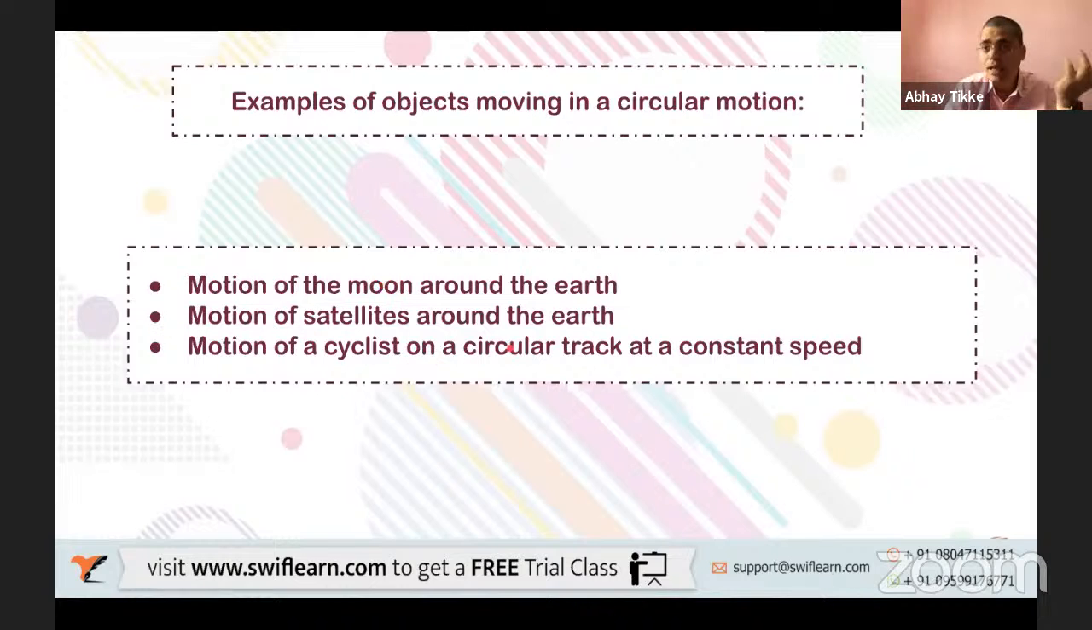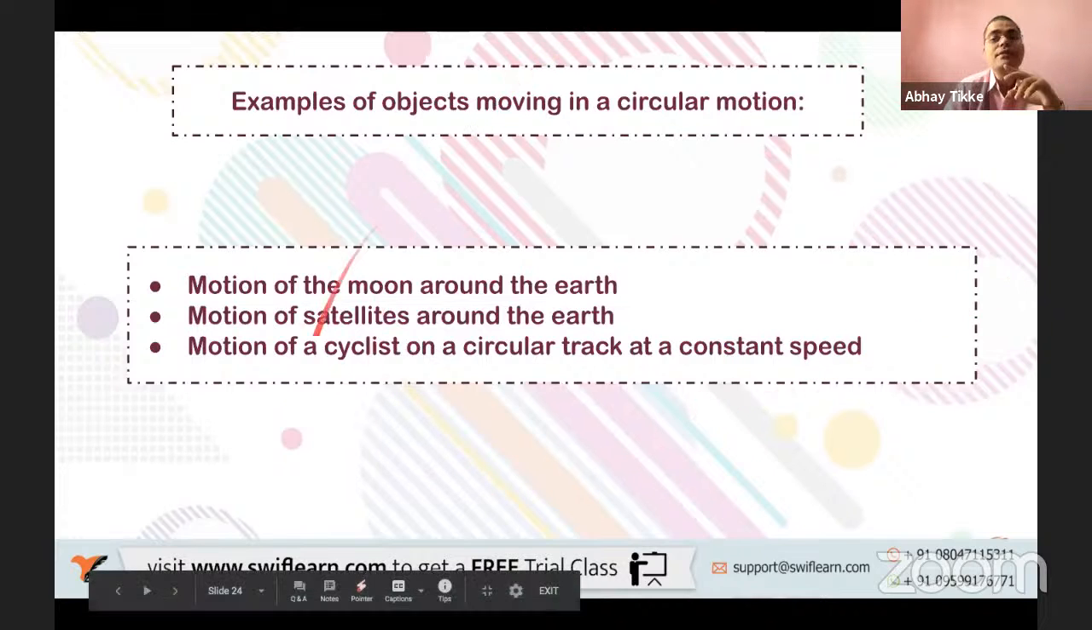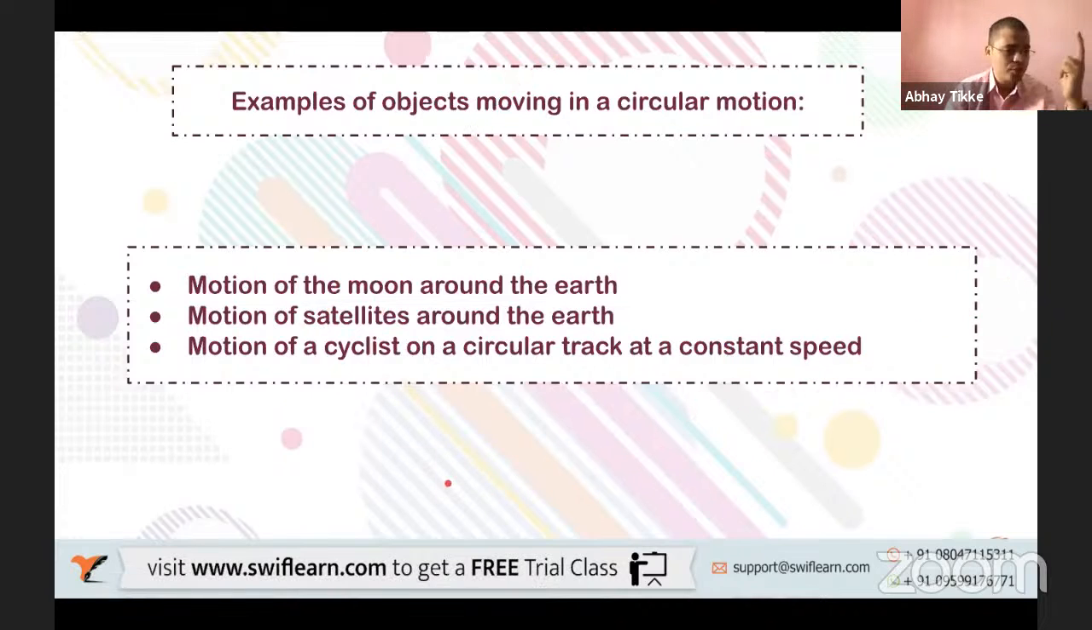The motion of satellites around the earth is another example. Satellites rotate around the earth in a circular orbit. There are two orbits, geosynchronous orbit and polar synchronous orbit, right? And we launch those satellites with the help of GSLV and PSLV, the Geosynchronous Satellite Launch Vehicle and the Polar Satellite Launch Vehicle. These are the launching vehicles of our ISRO, right? So that's the power of India, right?